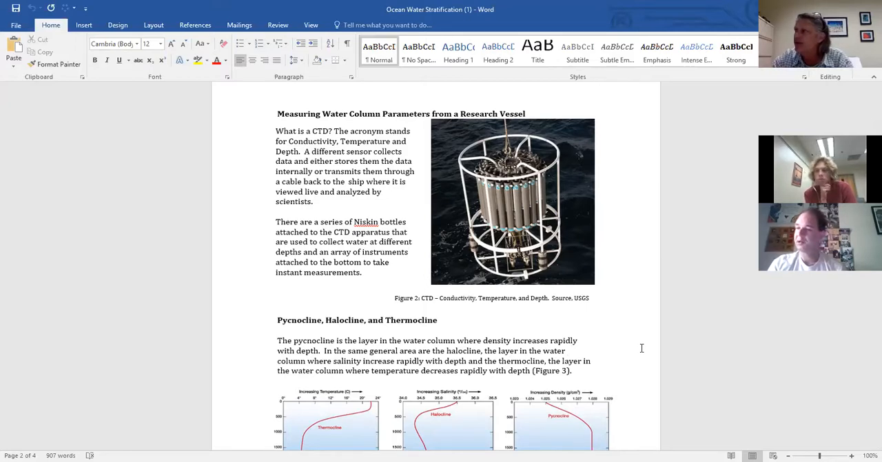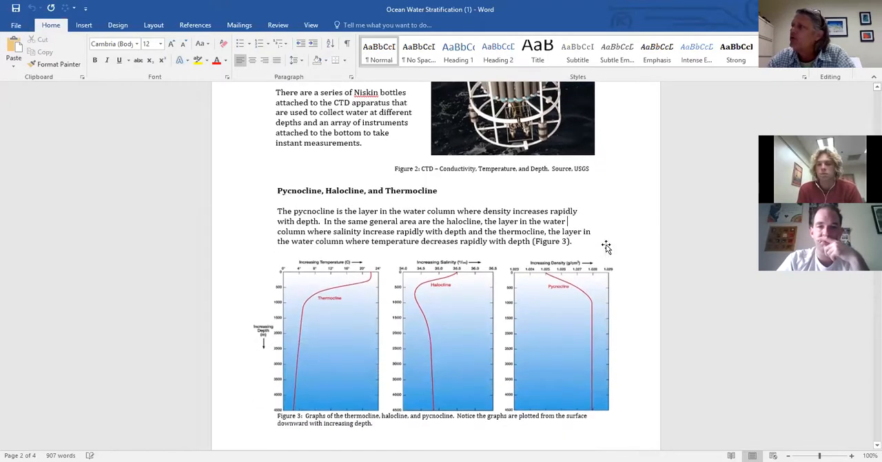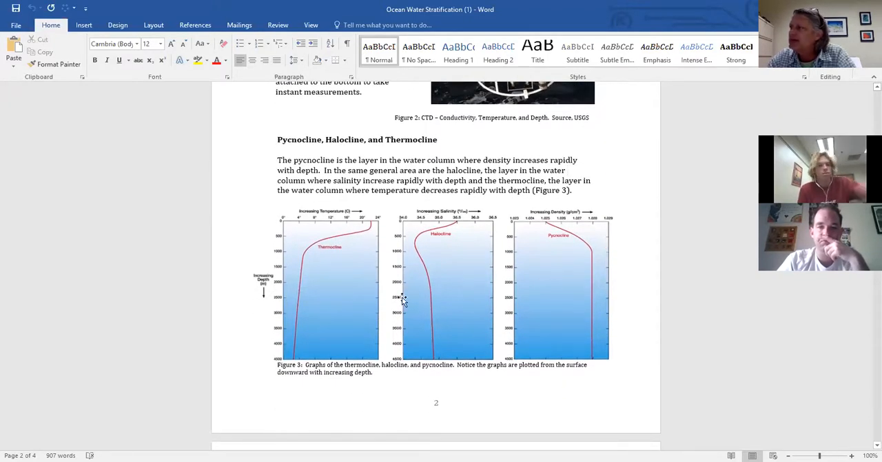Basically, there are bottles attached to this apparatus, and it's lowered in the ocean. Samples are taken at different depths, so each one would have an assigned depth. Then the conductivity is tested and the temperature is measured at each depth. An apparatus like this is what is used in ocean research vessels. This is basically what we found out about the ocean.